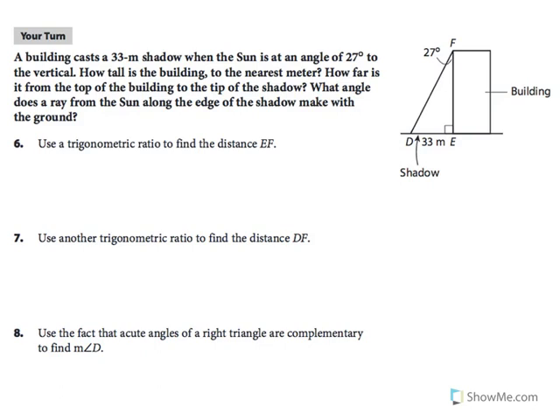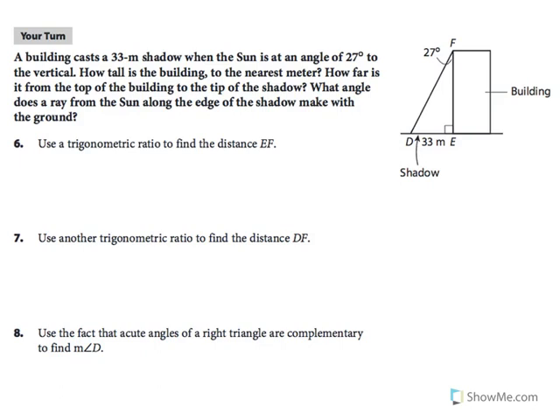A building casts a 33-meter shadow when the sun is at an angle of 27 degrees to the vertical. How tall is the building, to the nearest meter? How tall is it from the top of the building to the tip of the shadow? What angle does a ray from the sun along the edge of the shadow make with the ground? So number 6, use a trigonometric ratio to find the distance from E to F.